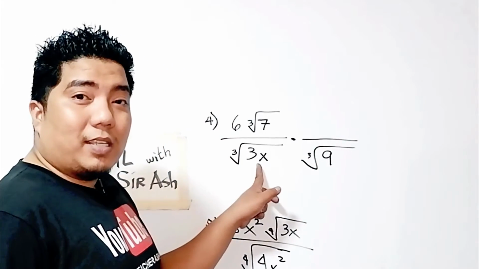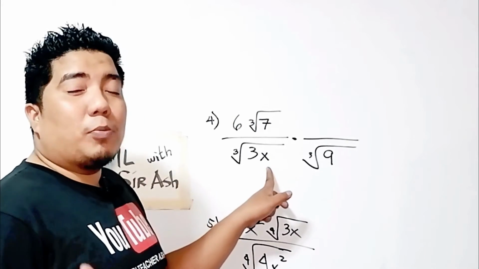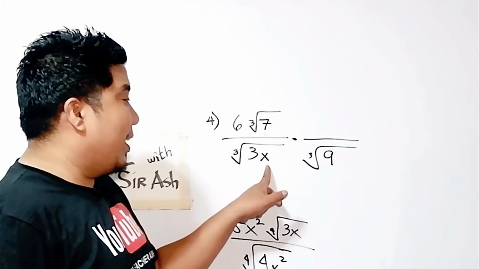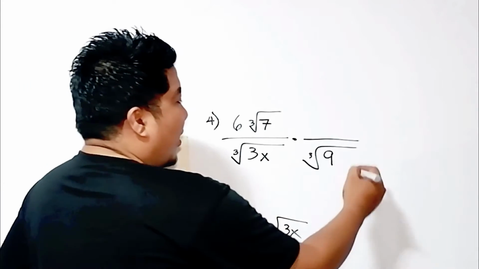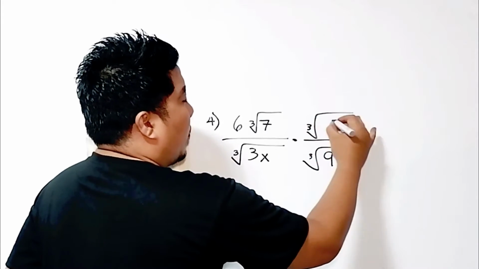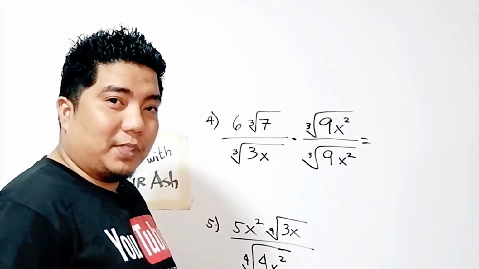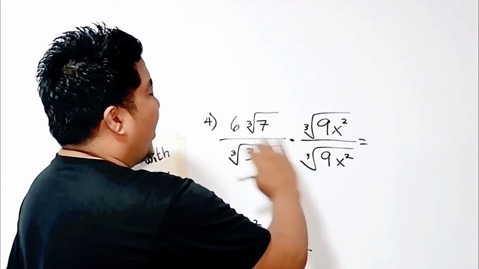Now, we have x. In order for this to become a perfect cube, it needs to become x cubed. So, what is needed of x to become x cubed? That is x squared. So, in the same case, we will just multiply it to our numerator. Easy, right? Now, let us simplify.